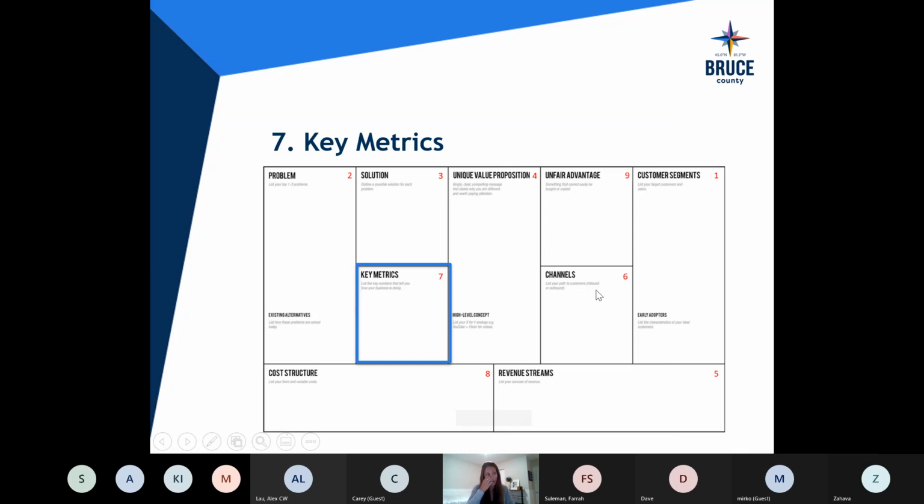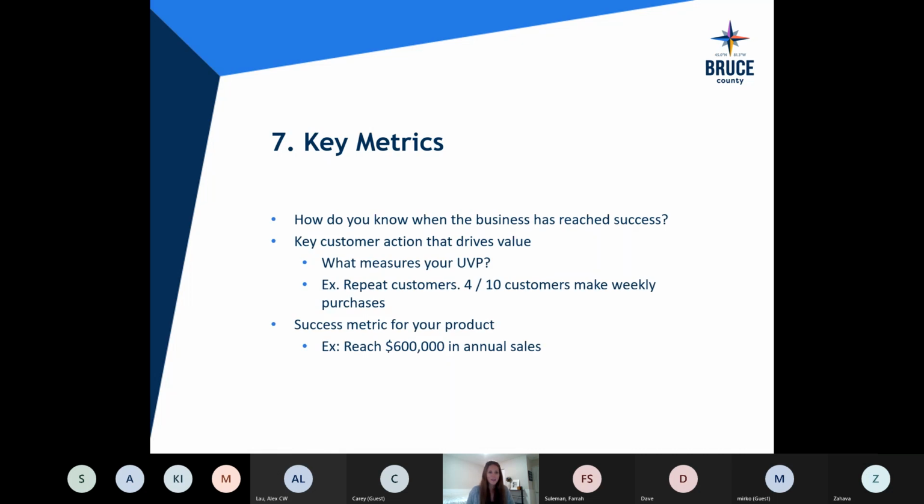The channels will be different when you're marketing to different people. So the next section is key metrics. Now, this is something that I love because I'm a data kind of lady. I love to make sure that we're reaching our targets within our organization and our economic development team. And same goes for you as a business. You want to know how you measure success. It's so important to have benchmarks for what defines if you're doing enough, if you've reached your goals.